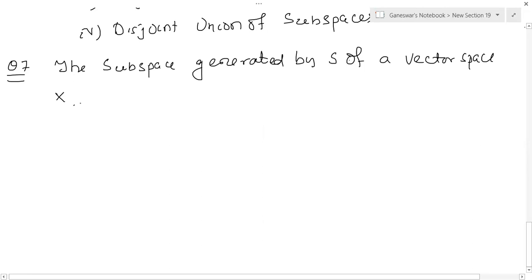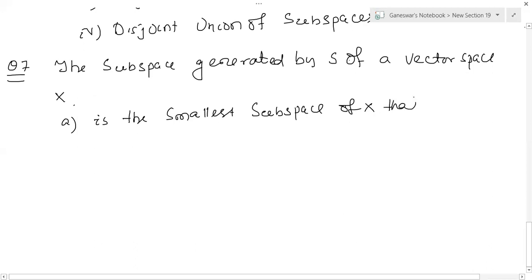Then which one is true? First option, A: the subspace generated by S is the smallest subspace of X that contains S.